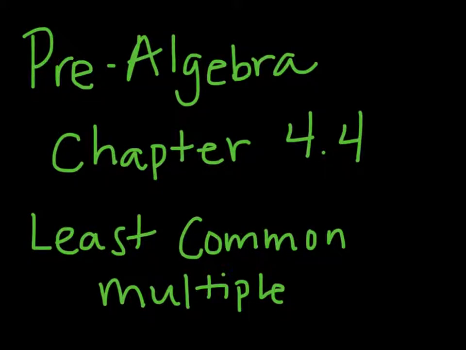Hello, Pre-Algebra students. This is Chapter 4.4, Least Common Multiple. Earlier in this chapter, we found the greatest common factor of two numbers. Now we'll find the least common multiple of two numbers.